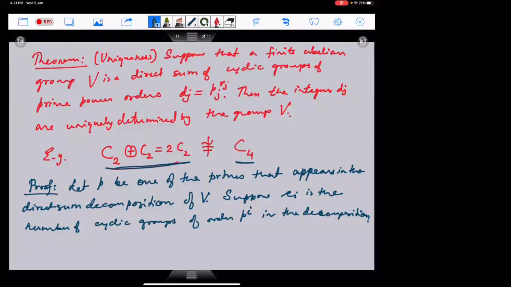Whereas in C4, c1 is 0, c2 is 1. There is only one copy of C4, no copy of C2. Here there are 2 copies of C2 and no copies of C4. Okay. So is the definition of this parameter ci clear?